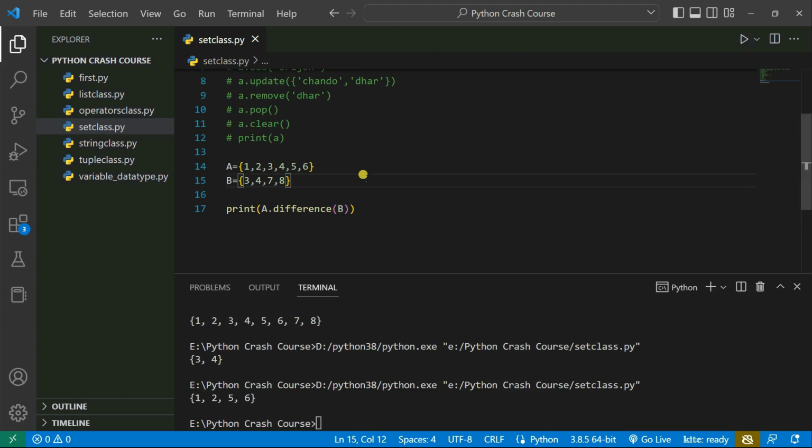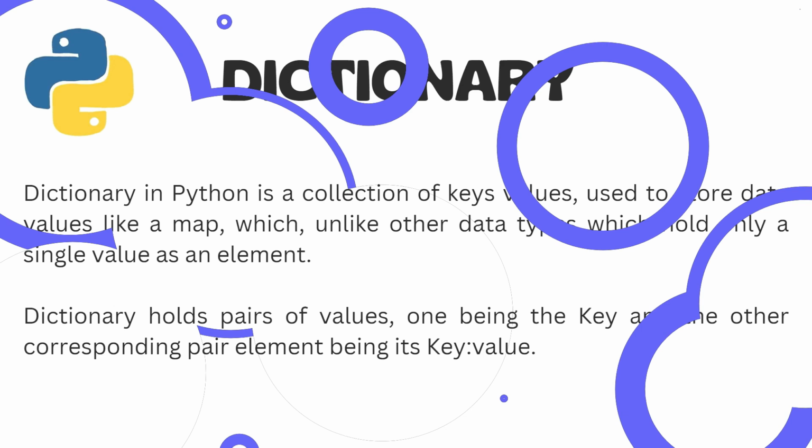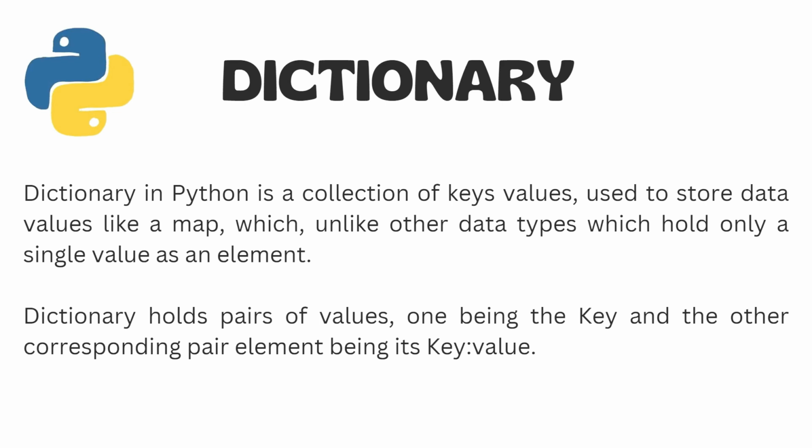Next, we are going to discuss the dictionary. This is the last data structure in Python. You already covered list, you already covered tuple, and right now it's the set, and the last one is called dictionary. So what is the dictionary? A dictionary in Python is a collection of key values used to store values like a map. That means a dictionary can hold pairs of values, one being the key and the other the corresponding value. It's also called a key-value pair.